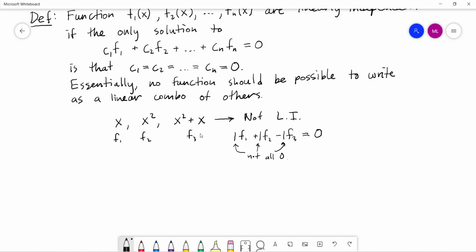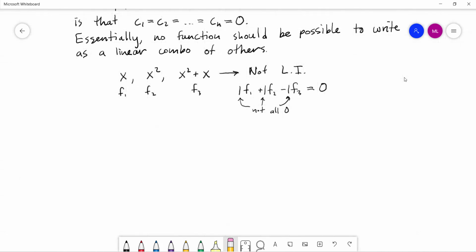So these functions are not linearly independent. But if I just took any two of them instead of all three of them, then they would be linearly independent. But in this case, we've got three possible ones. And so those three functions are not linearly independent of one another. I don't know why I'm erasing that. It's a good example, so let me leave that there. Okay.